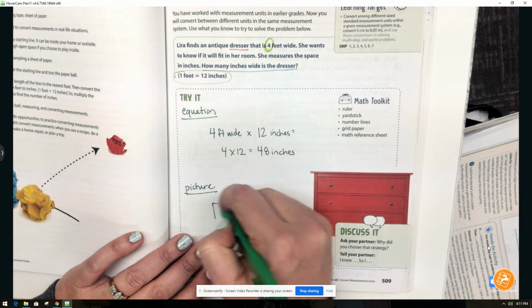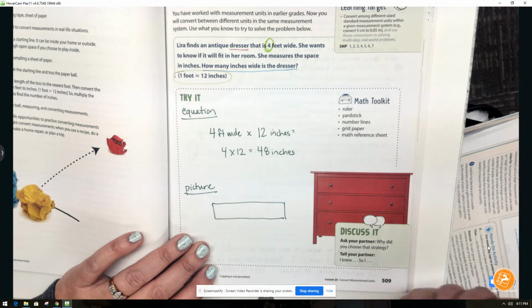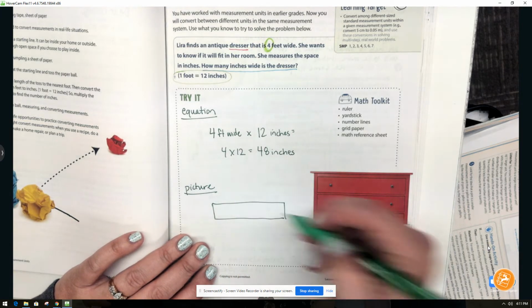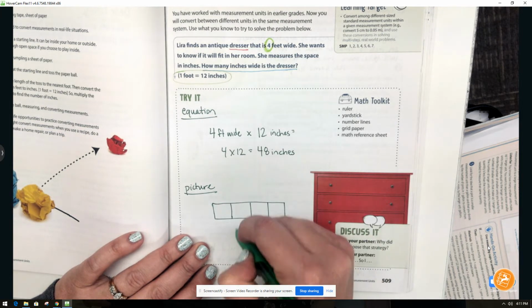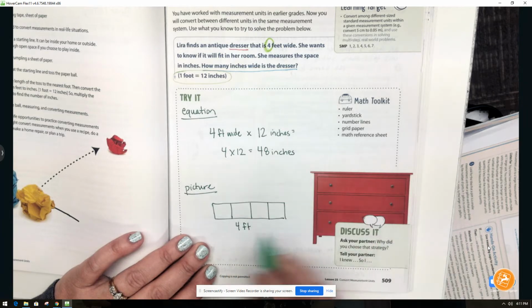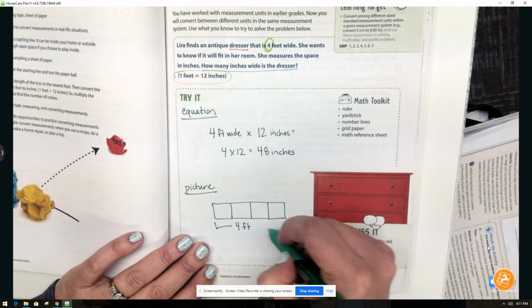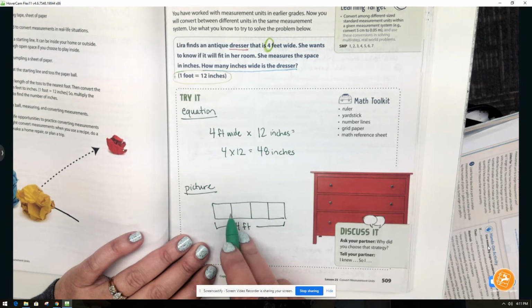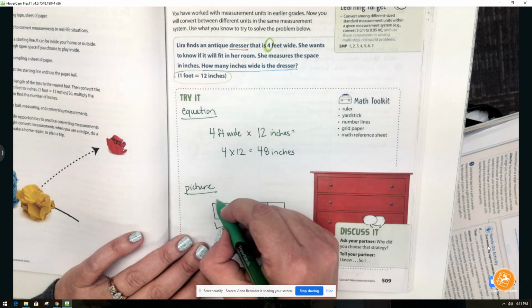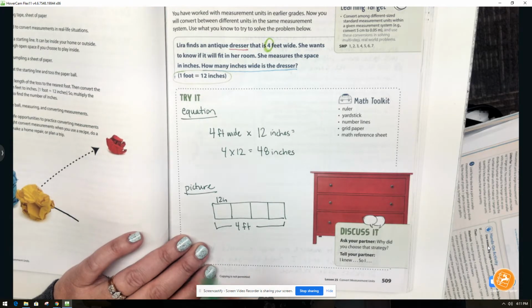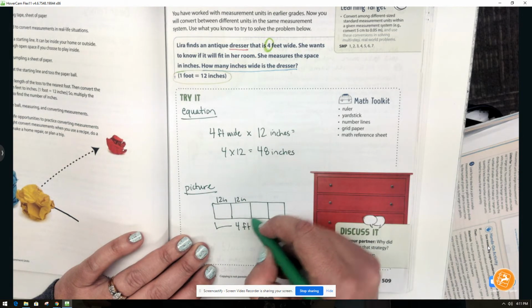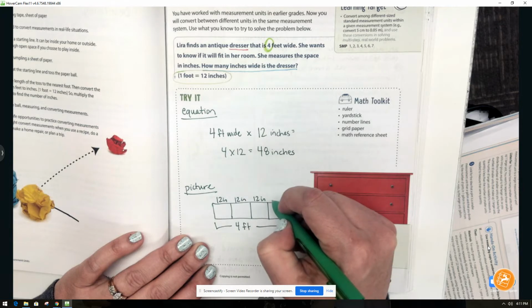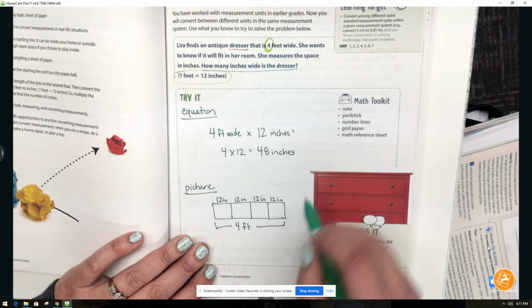So if we had this dresser, and we know that this dresser is 4 feet wide. So each of these, this is 4 feet, from here to here. Then we know that in 1 foot, there are 12 inches, because we know that 1 foot equals 12 inches. So in this foot, there's 12 inches. In this foot, there's 12 inches. In this foot, 12 inches. And then finally in this foot, 12 inches.